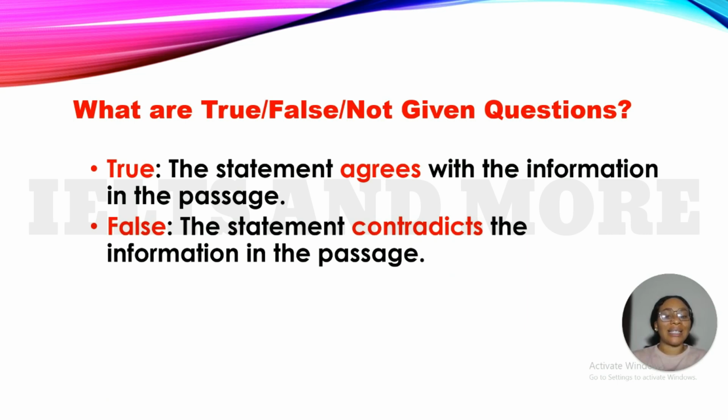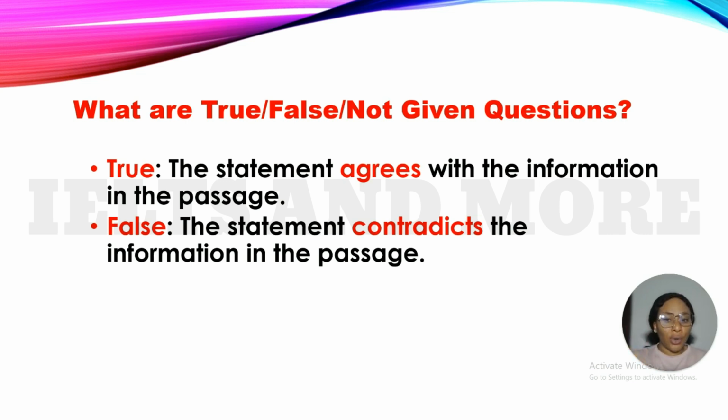False means that the statement in the question contradicts the information in the passage. Contradict means opposite. So it's contradictory. It's not the same thing. It's opposite. I think that's the easiest and best way for you to understand the meaning of false. Because the truth is, most people don't have issues getting true as the correct answer. But most times people mix up false and not given. So it's important that you understand exactly what each one means.